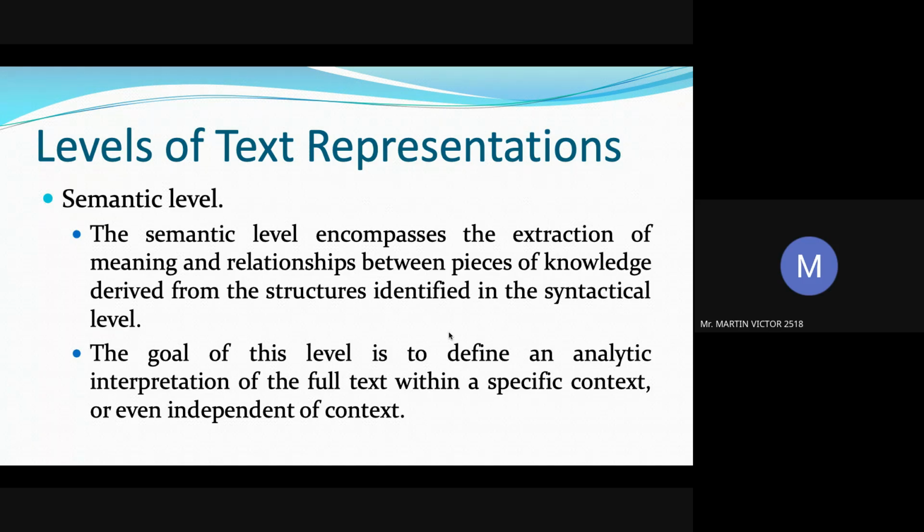So initially, all text, the strings, characters are converted to tokens, and then secondly, we are tagging the tokens with their function, and thirdly, we are extracting the meaning and the relationship, right? Now, it is to define an analytic interpretation of the full text within a specific context or even independent of context, right? So there are three levels: lexical level, syntactic level, and semantic level of text representation.